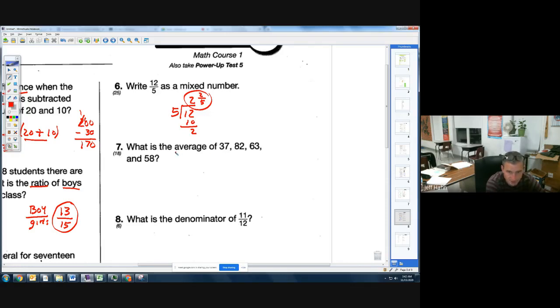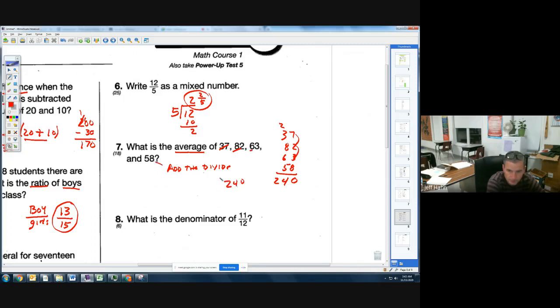Problem number 7, what is average? If you look in your notes, to find average, you add all the numbers, then divide by how many numbers you added. So the first thing we have to do is add 37, we add 82, we add 63, we add 58. 7 plus 2 is 9, plus 3 is 12, plus 8 is 20. Carry the 2. 3, 5, 13, 19, 24. And how many numbers did I add together? 1, 2, 3, and 4.